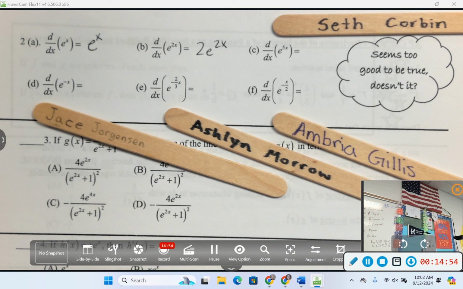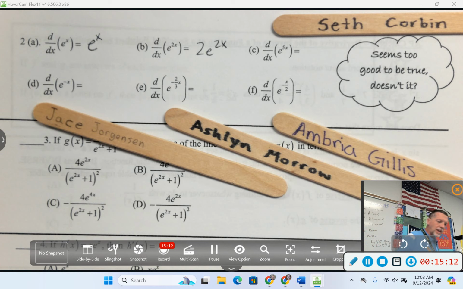The exponent doesn't change. The exponent never changes. Kind of like when you do logs, you don't change the argument of the log. You never change the exponent. Leave it the same, and then multiply by its derivative.